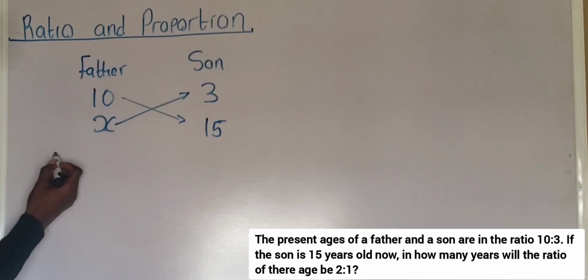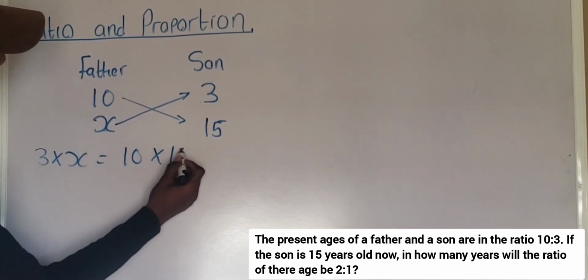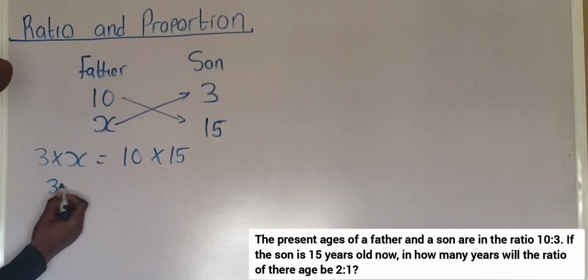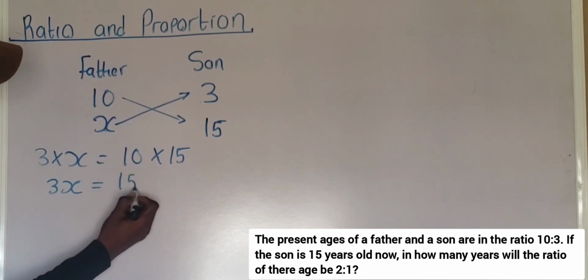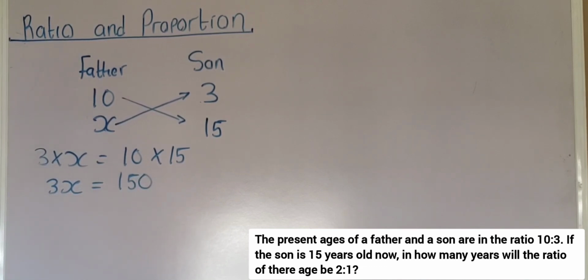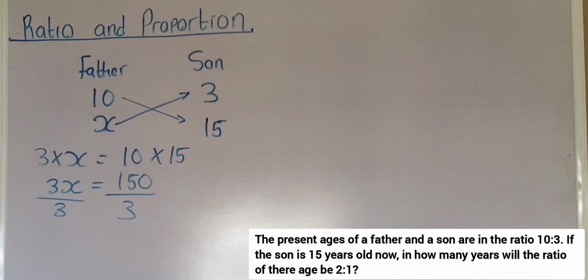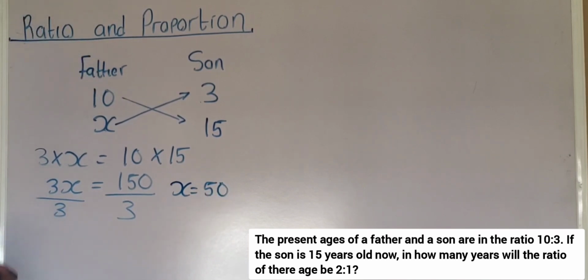Cross multiply. Now, 10 multiplied by 3. X multiplied by 3, that will be 3 multiplied by x is equals to 10 multiplied by 15. Please, do you understand how I got this? For this, I'm going to have 3x is equals to 10 multiplied by 15, that is 150. So I'm going to have 3x is equals to 150. The next step is to divide both sides by what? 3. So I'm going to have this over 3 and this over 3. For this, I'm going to have the value of x as 50. The value of x is equals to 50. So the present age of the father now is 50 years.